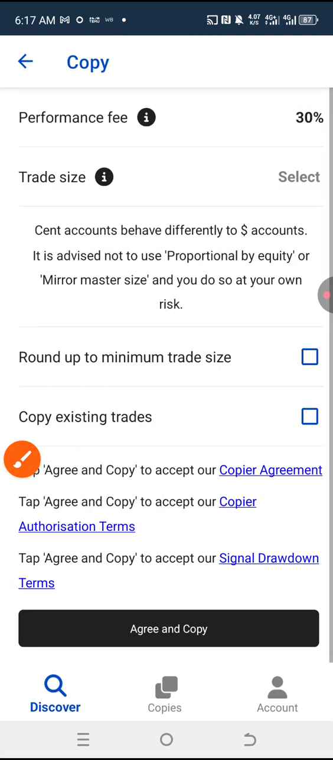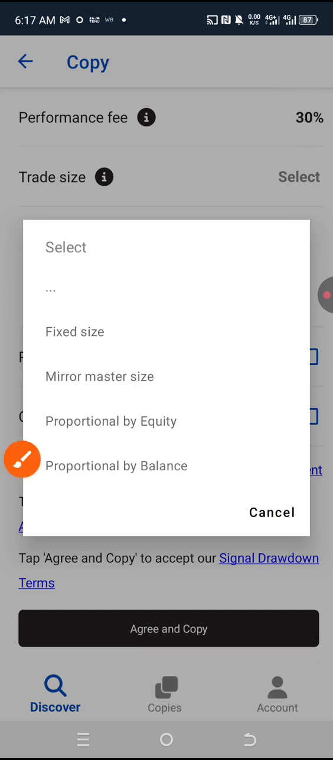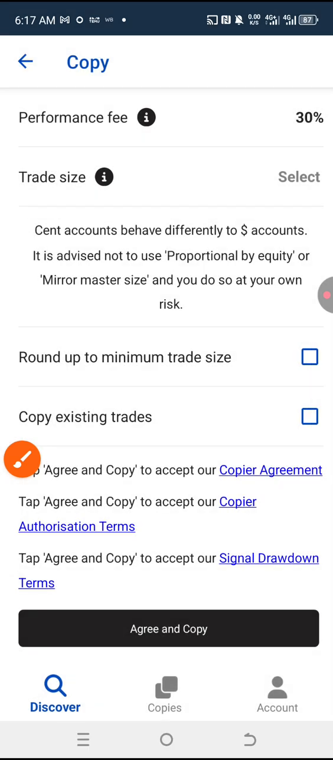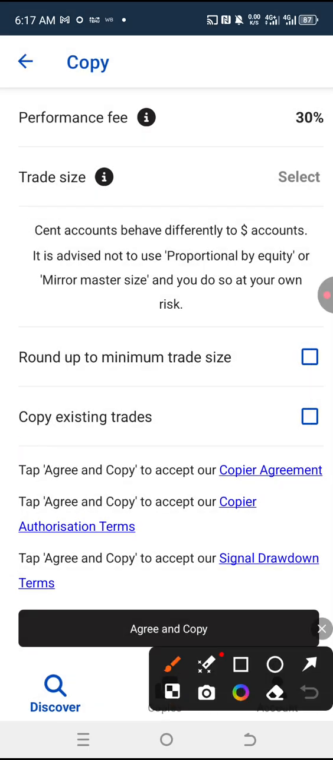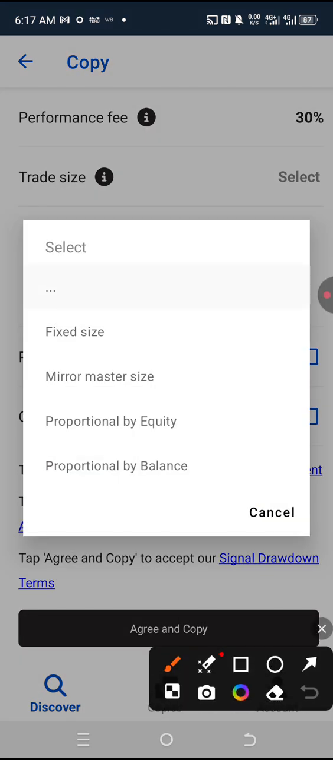Then the next thing is to copy. We click copy. It's obvious that the charge is going to be 30% of the profit being made. So you don't need to do anything there, that is not clickable. The next thing to click is this. Then you click on it, and like we said, fixed simply means you fix some amount per trade. Mirror master size means you're mirroring your master. That means whatever size the master is trading, you're mirroring it, you're trading in ratio to that.